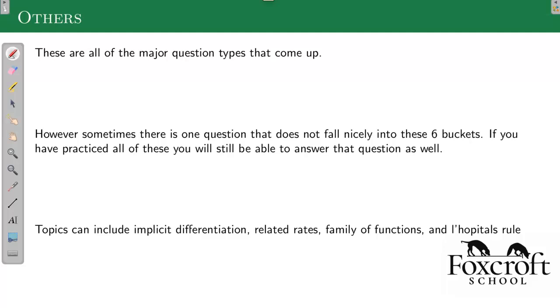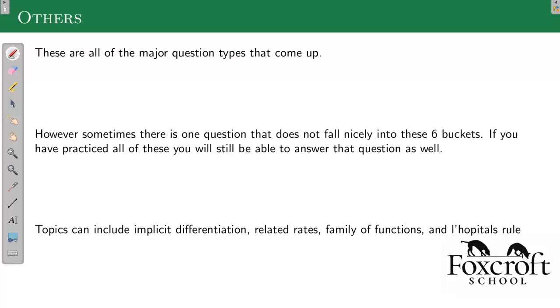All right, so these are all the major questions that come up. So now we have all 6 of the main FRQs. Chances are all 6 are going to show up. Worst case scenario, 5 of them show up, and there's one extra FRQ that's not directly related to any of these 6. All right, so some topics that might come up as a different FRQ.